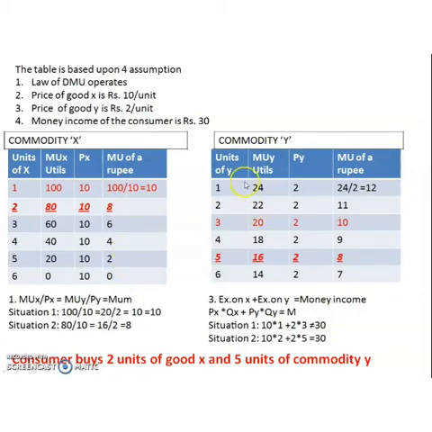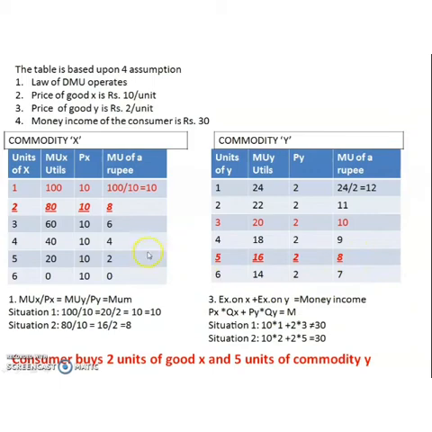Also in commodity y, the first column represents units of y consumed, the second column represents ME of y in util terms, and the third column represents the price of commodity y. The fourth column is the ME of a rupee, that is 24 divided by 2, which is equal to 12. 12 is the ME of a rupee for the first consumption. Then for the second consumption, it is 11, 10, 9, 8, 7, etc.